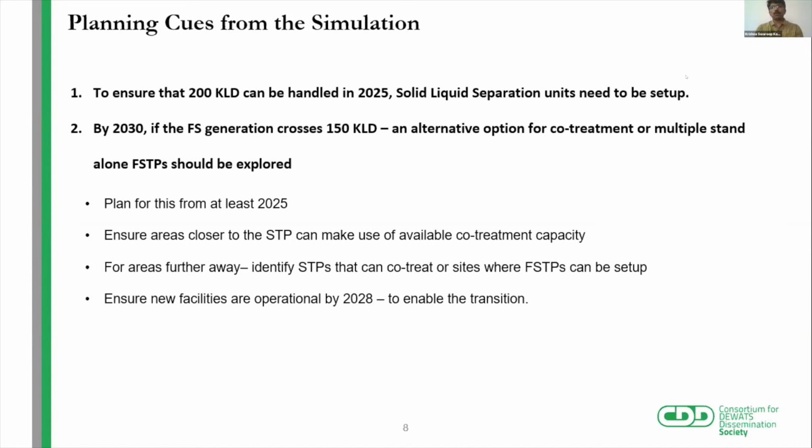And most importantly, we have to ensure that the new facilities are operational by 2028 at least to enable the transition. So transition not just from an STP perspective, right? Different systems need to be in place so that by 2030, eventually when the volumes will increase, we are able to handle all of it effectively. So that the time between 2028 and 2030 will enable us to transition to not just the technical parts of STP or FSTP operations, but also putting the whole value chain into motion so that we are able to manage the entire FS load effectively.